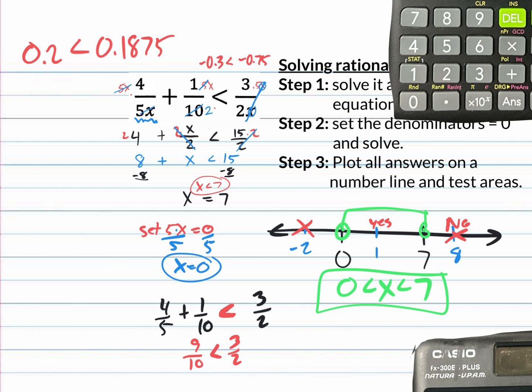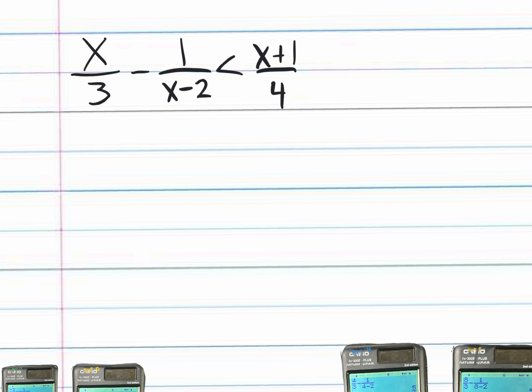And by the way, this is question number 11 on your worksheet. Step 1 is to solve it as if it were an equation on this question. So we're going to get rid of fractions. We're going to get rid of the 3 first, multiplying by 3, multiplying by 3, multiplying by 3. No more fraction, you got x minus, but you still have a fraction here. 1 times 3 is 3, that ends up being a 3 up on top, and it's still over x minus 2 on the bottom. And it's a less than symbol.